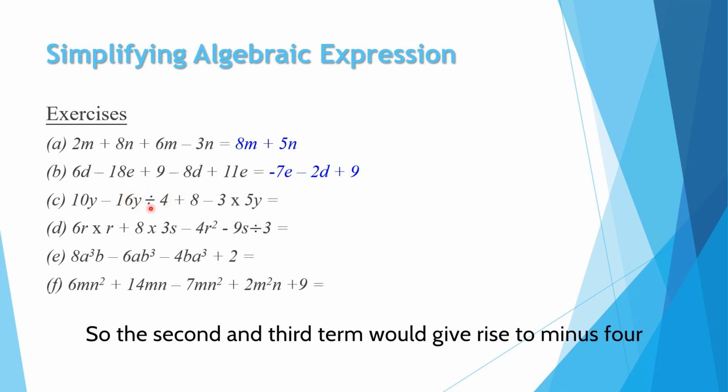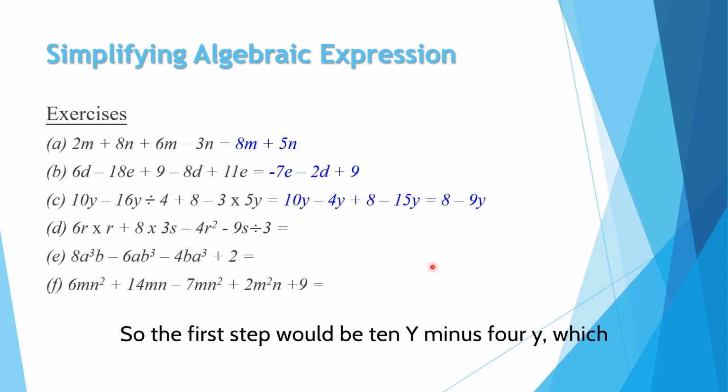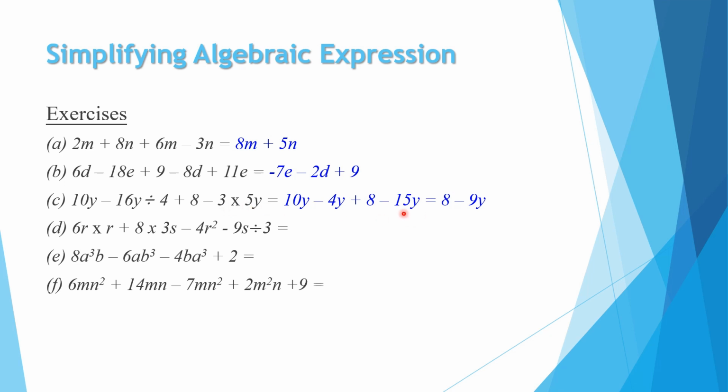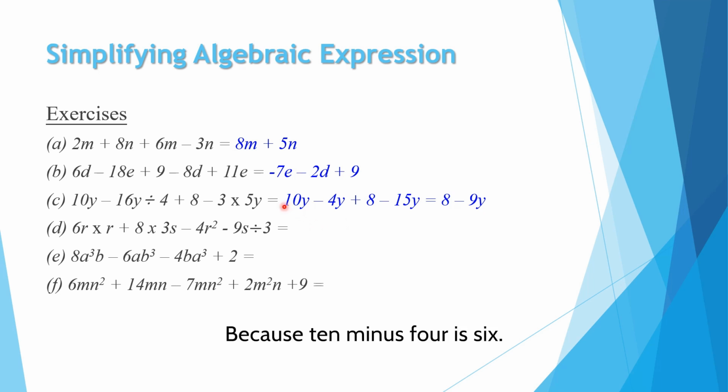So the second and third term would give rise to minus 4y. And the last two terms would give rise to minus 15y. So the first step would be 10y minus 4y, which is minus 16y divided by 4, plus 8, and then minus 15y. So the final answer should be 8 minus 9y, because 10 minus 4 is 6. 6 minus 15 is minus 9.